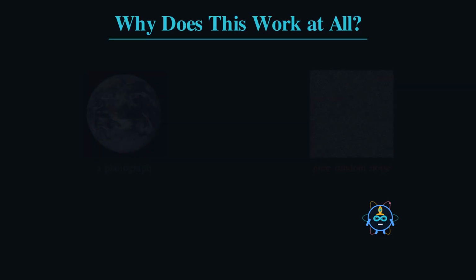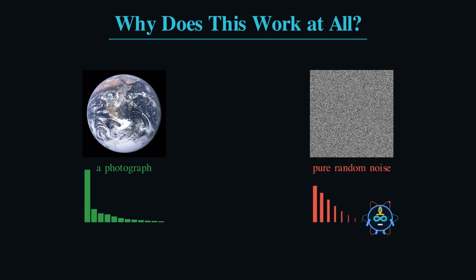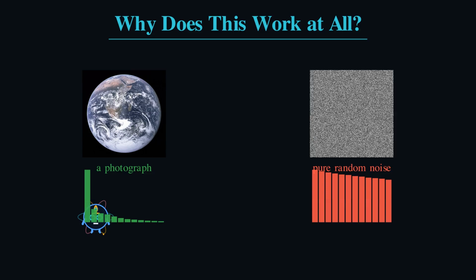Hold on though. Why should any of this work? Here are 2 images. The same size, a photograph, and pure random static. Now look at their singular values. The photograph falls off a cliff. The first few carry almost everything. The noise is flat. Every direction matters exactly as much as every other. 10 layers hold 95% of that photograph. The noise needs over 100 to reach even 90.